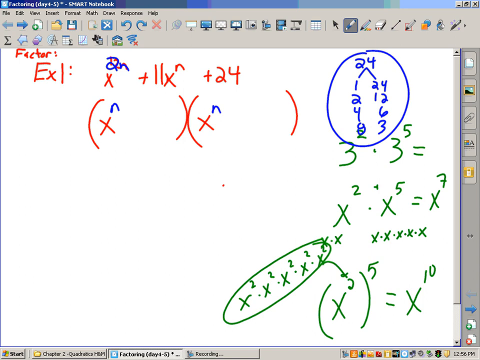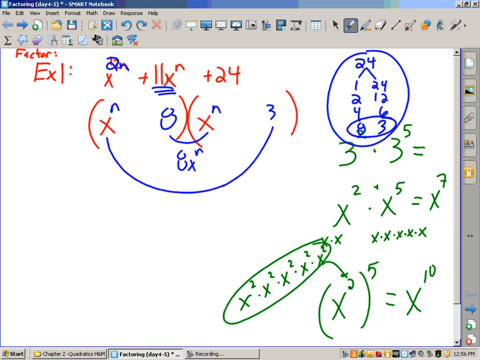Now, of those factors right there, we've got to see which ones give us 11x to the n power. And you're right. 8 gives us 8x to the n. 3 gives us 3x to the n. So when we're done, I have 8 x's to the n power and 3 x's to the n power. I get a total of 11 x's to the n power. I just need to make sure those fixed. Someone had questions. Did I answer them? We're good? Okay. We all good at example number 1? All I have is 4.